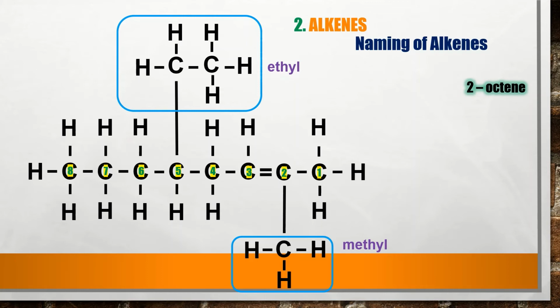Let's now locate where the ethyl is attached. Ethyl is attached at the 5th carbon, so this is 5-ethyl, while methyl is attached at the 2nd carbon, so this is 2-methyl. So our alkene here is 5-ethyl-2-methyl-2-octene. Did you understand? Very good. Now let's proceed.